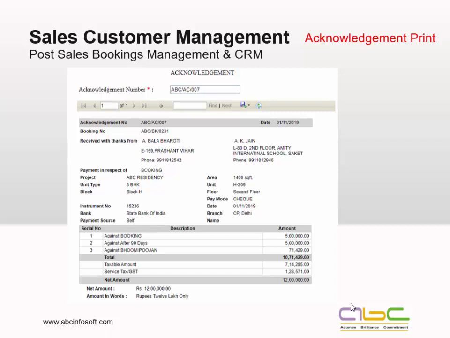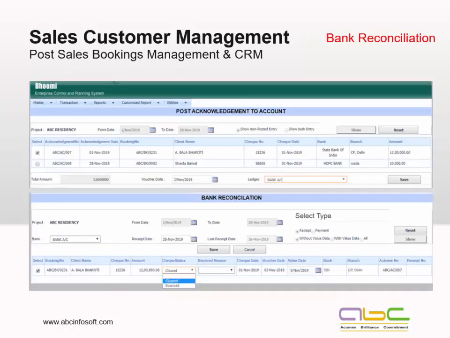A similar format would be there for the receipts as well, and we can have multiple different formats for each of them. Initially, you can have acknowledgement number, date, booking number, customer detail, payment in respect of booking, instrument number, bank detail, the amount against booking, and the tax bifurcation. Then you can also have a header and footer, where you can print directly on a letterhead, or you can have a footer here.